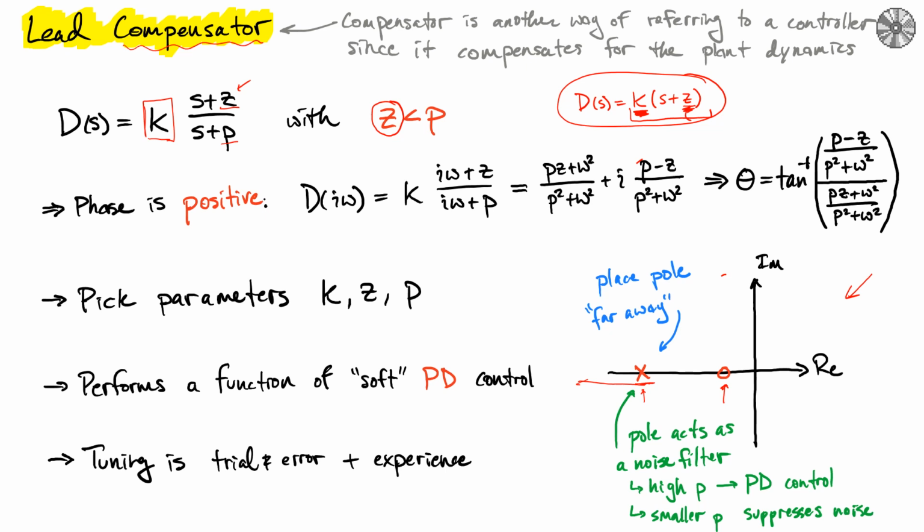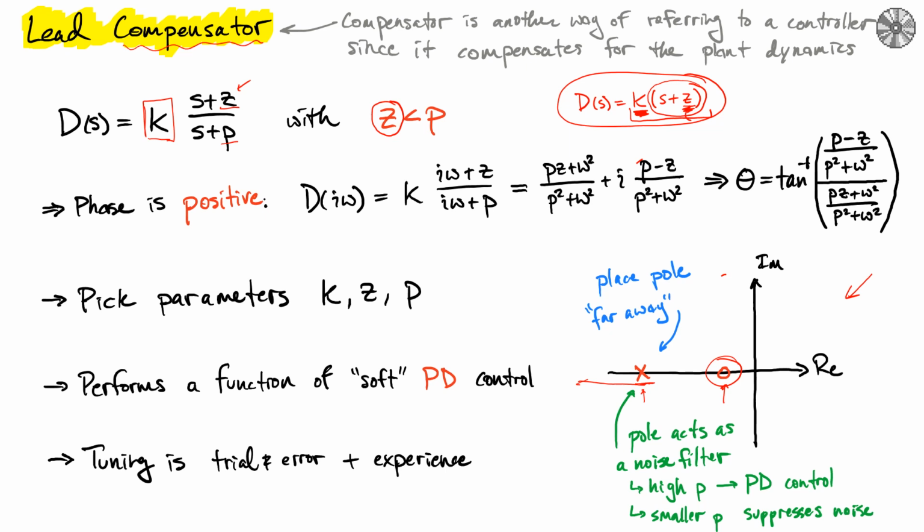Like a PD controller, the lead compensator provides a positive phase to the overall transfer function. And again, that comes from the idea that the phase of a zero is positive. It goes from 0 up to plus 90, and this lead compensator is really dominated by this zero, and so it follows suit in a similar way.